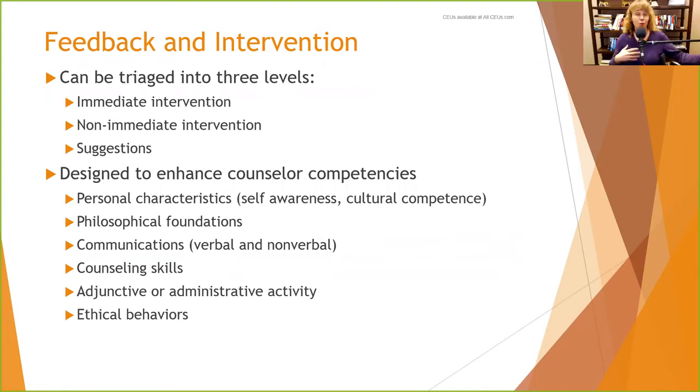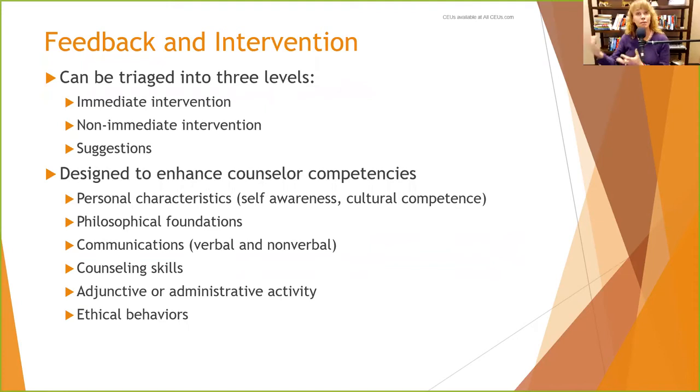And the third level of supervision can be categorized as suggestions. Those are the things that we throw out. That went really well. Might I suggest next time? Or, can you think of other ways you might address this with a different population? Or that went really well with this particular client. What would you do if it happened to be an adolescent? And then brainstorming and making suggestions for how that might go.